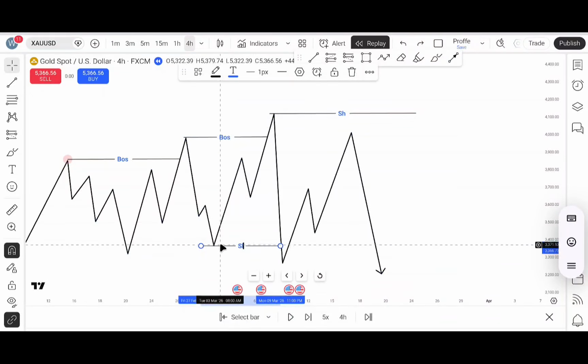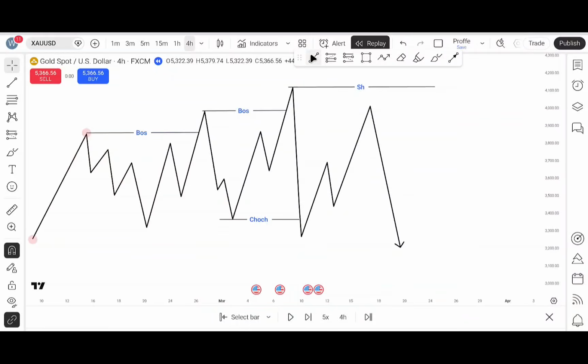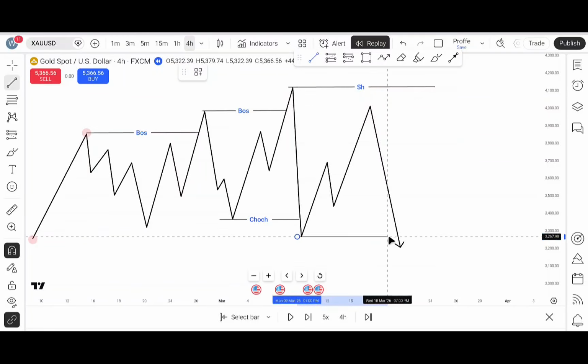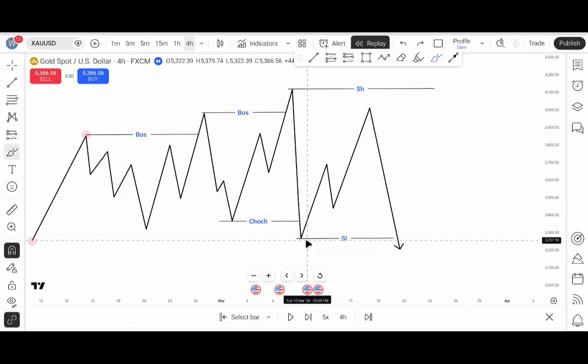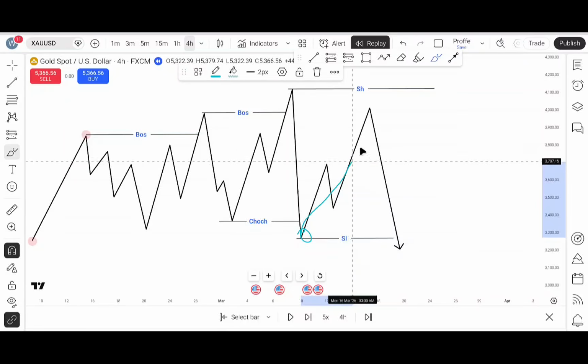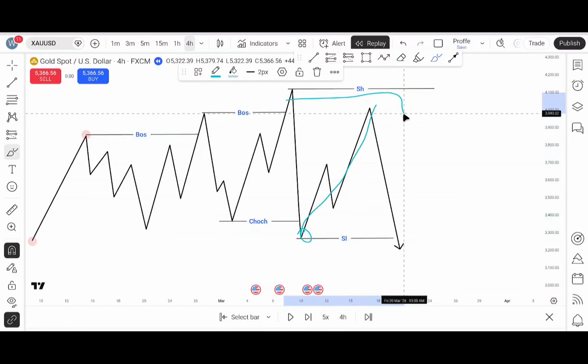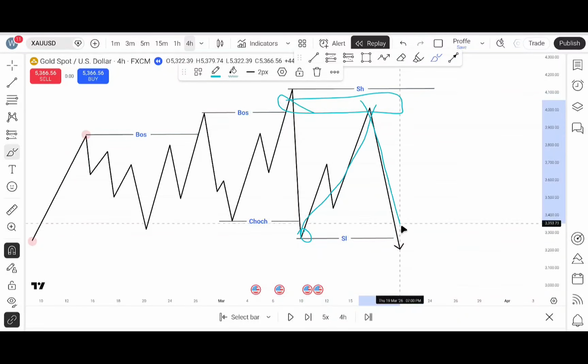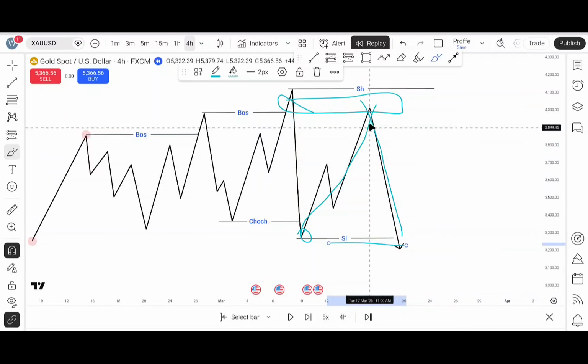So this swing low here automatically becomes a change of character. The next thing we want to do is mark out the lowest point of this very trading range. What we are looking out for at this point is that the market should pull back to a certain level of supply and then give us an opportunity to take a sell and then take profit at the swing low.